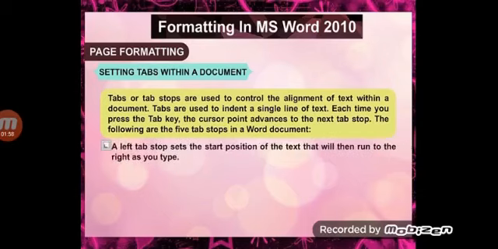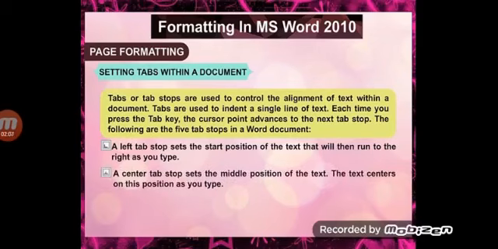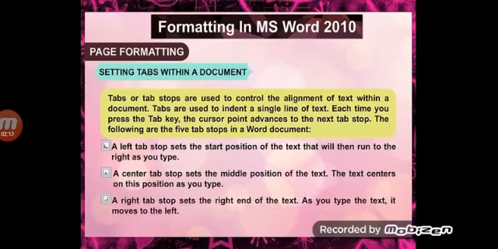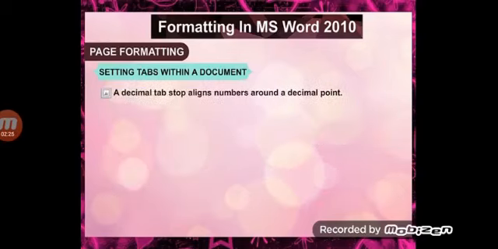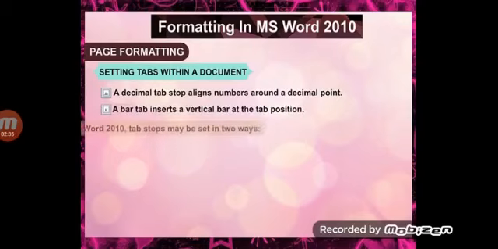A left tab stop sets the start position of the text that will then run to the right as you type. The center tab stop sets the middle position of the text. The text centers on this position as you type. The right tab stop sets the right end of the text. As you type the text, it moves to the left. A decimal tab stop aligns numbers around a decimal point. The bar tab inserts a vertical bar at the tab position.